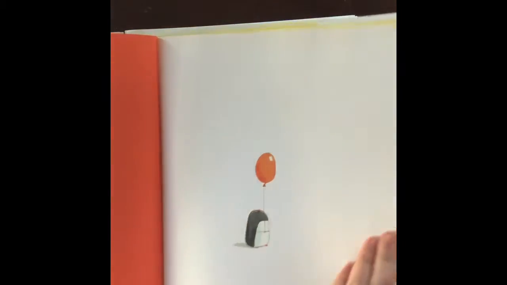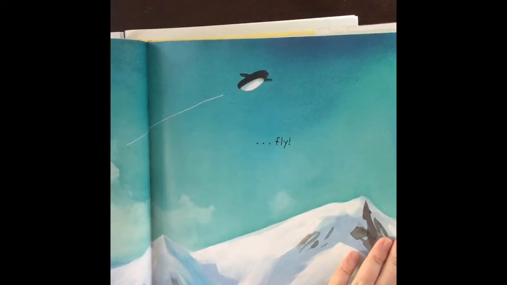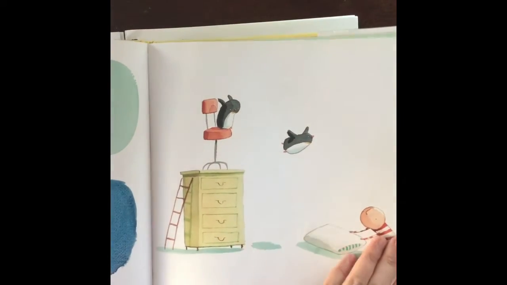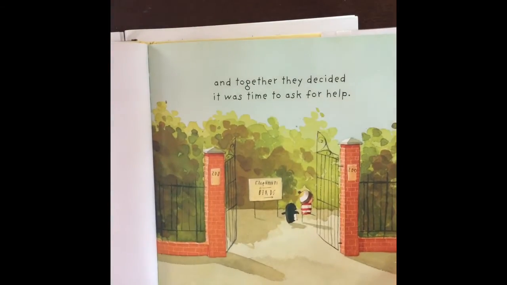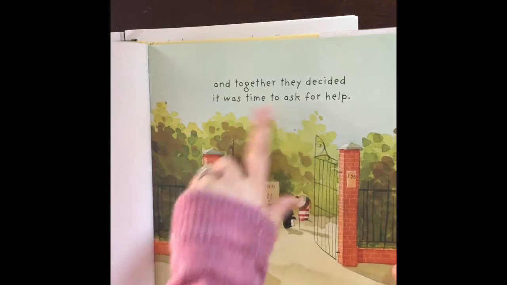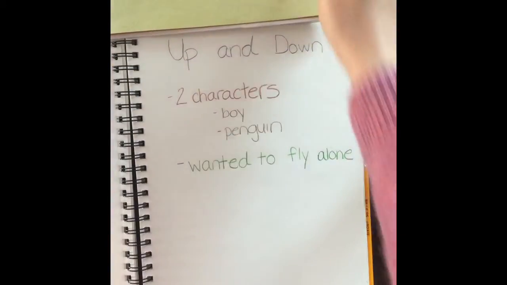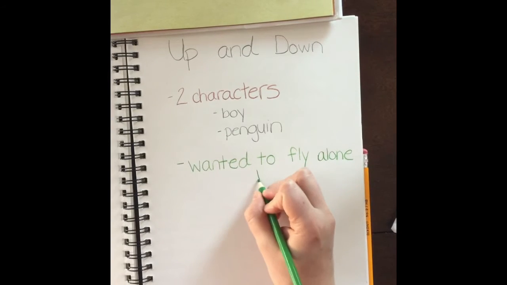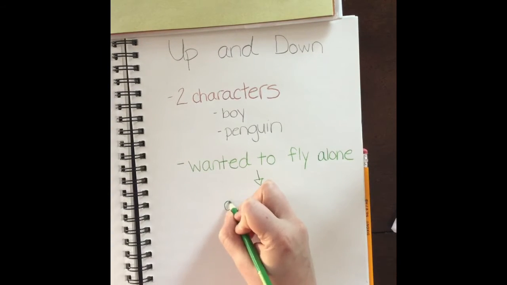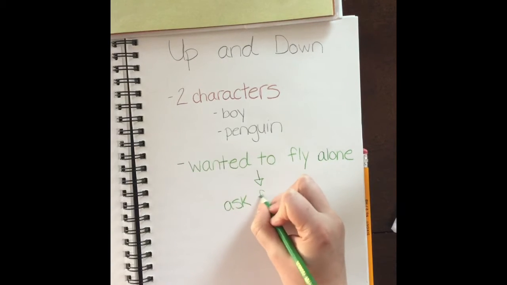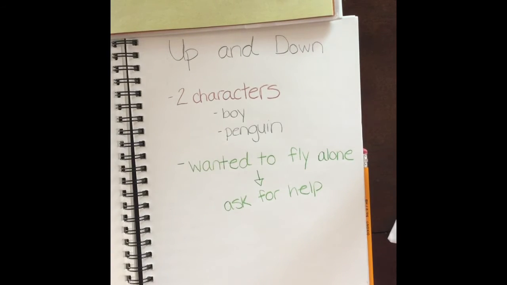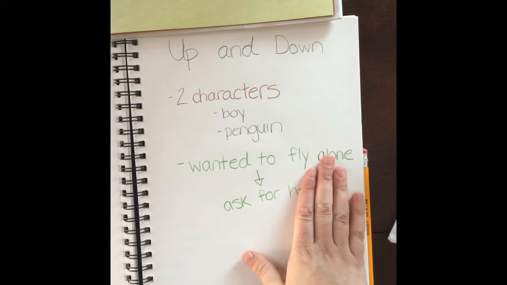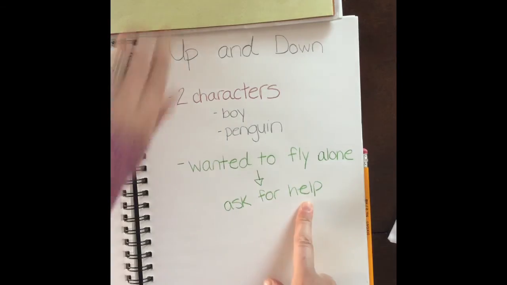And then good readers go back to the story. So Up and Down, he wanted to fly. Remember, he was trying and trying. He wanted to do this all by himself. So then it was time to ask for help. He wanted to fly alone, and then I'm going to draw a little arrow which led him to ask for help. So again, this is just a brief overview of the story. There were two characters. The penguin wanted to fly alone, then he asked for help.